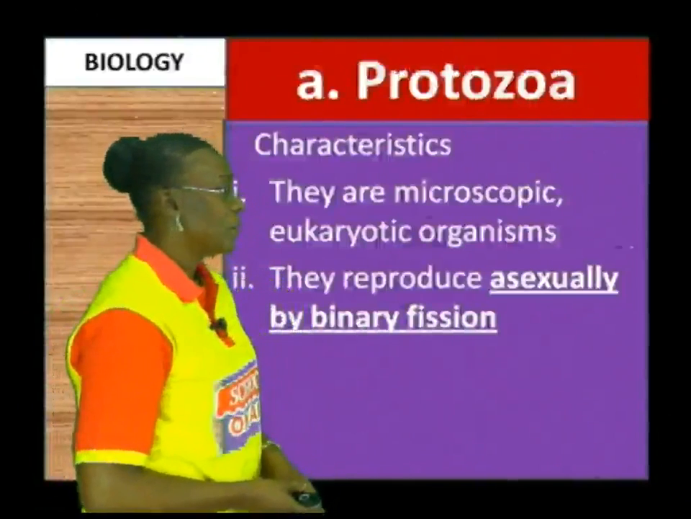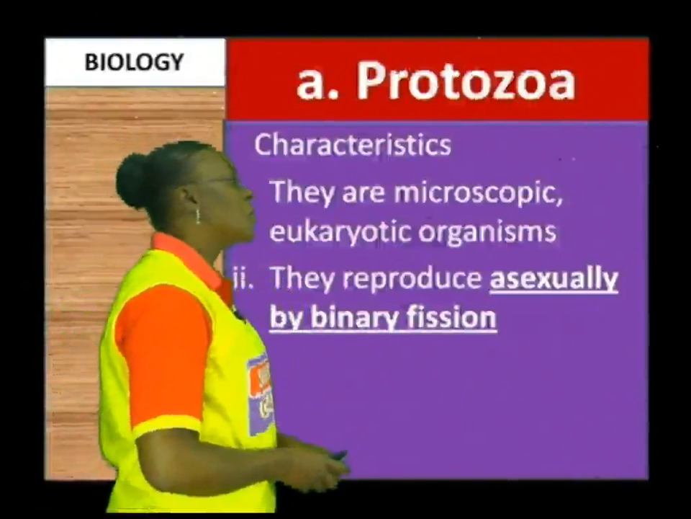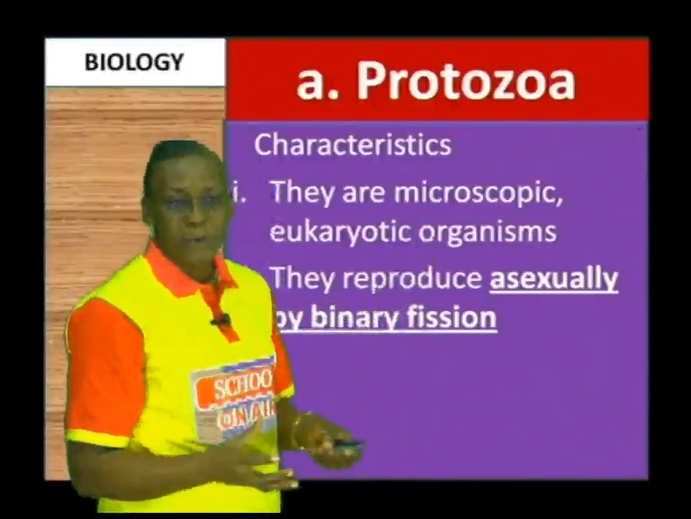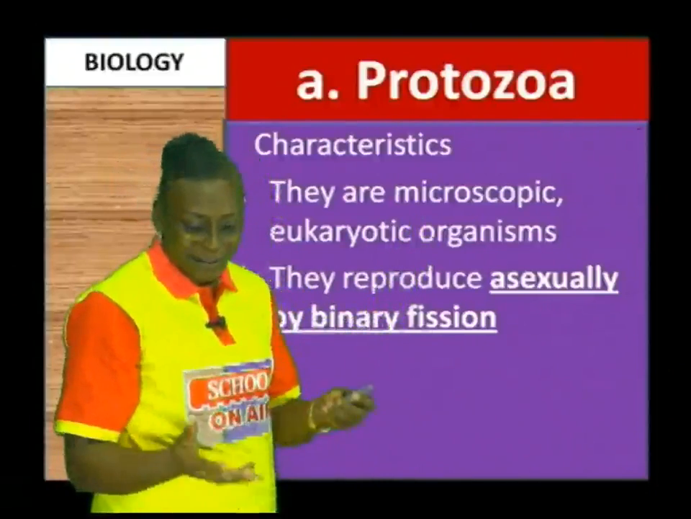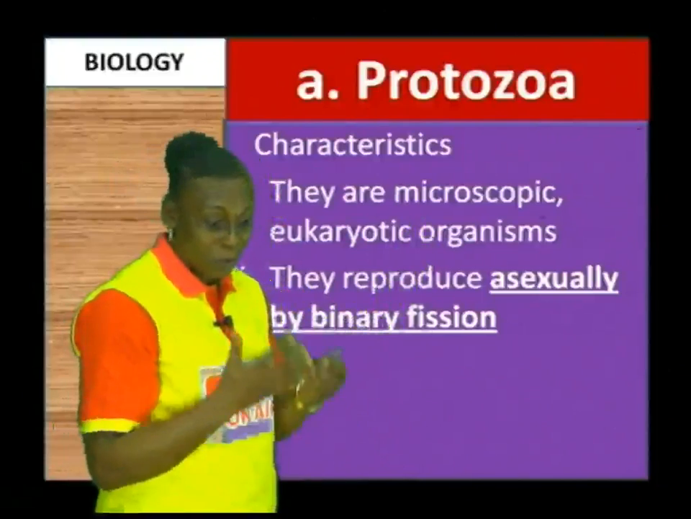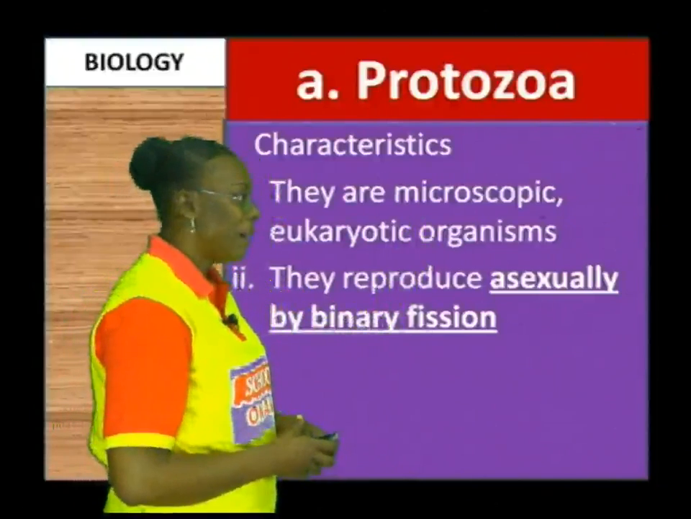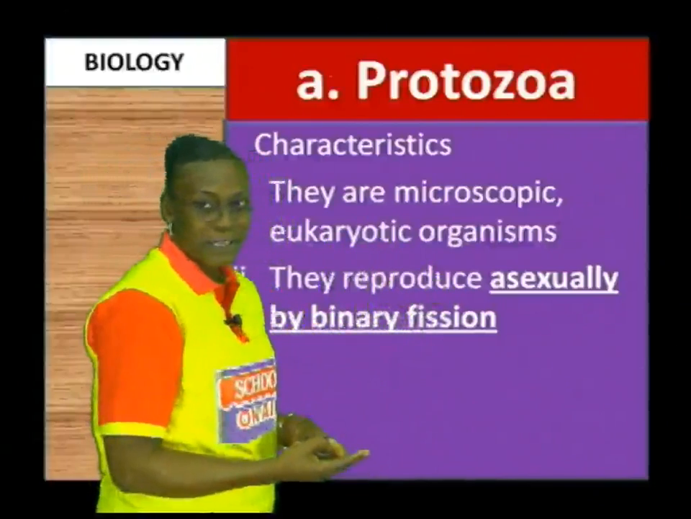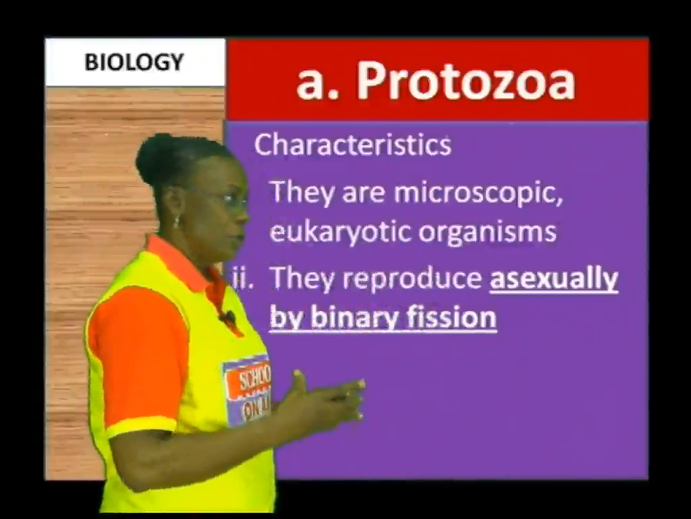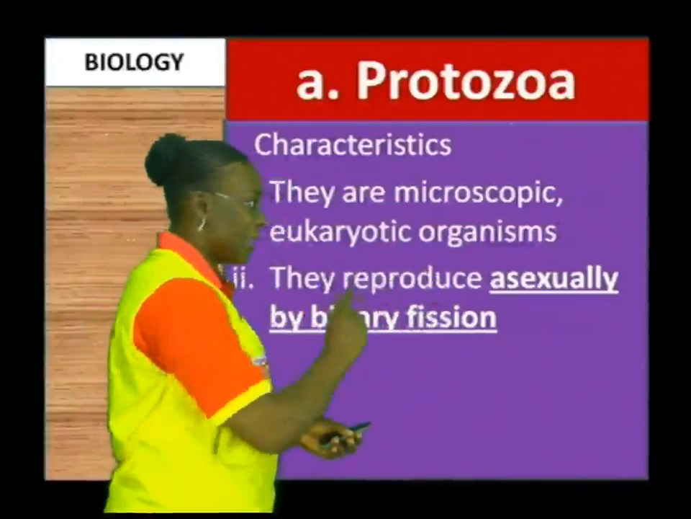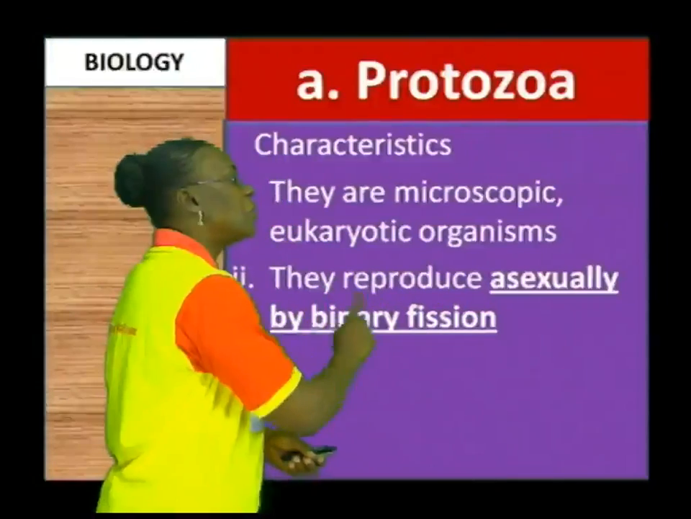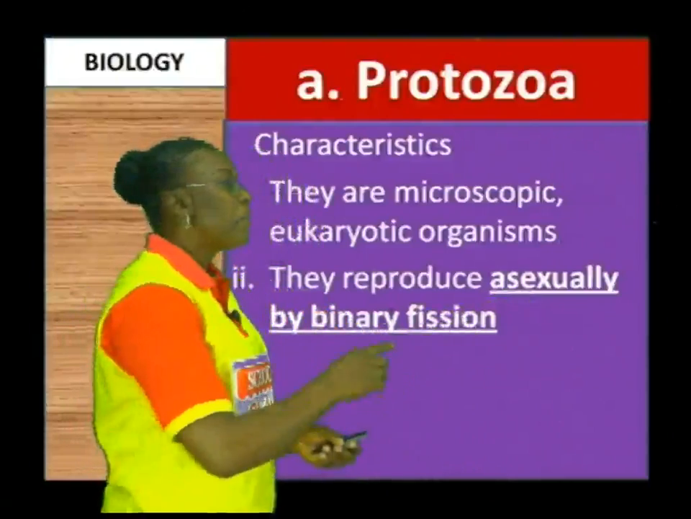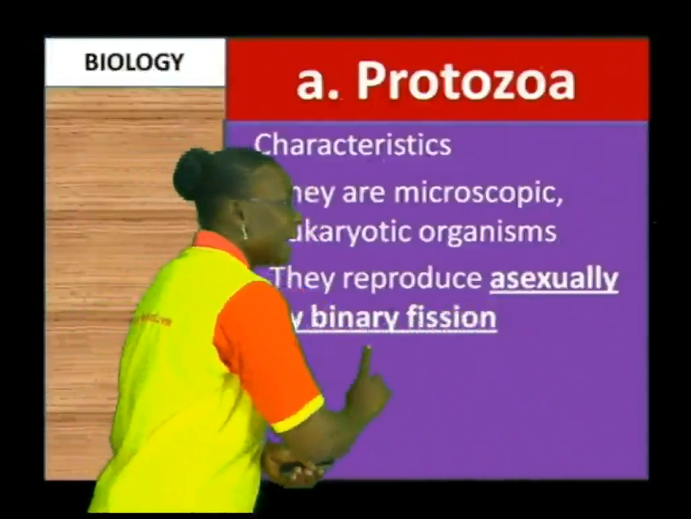Now, for protozoa, which is the first group, the protozoans are also microscopic. That is, you can only view them under a microscope. You can't see them with the naked eye. It has to be under a microscope. And then they are eukaryotic. What's the meaning of eukaryotic? They have a well-defined nucleus. So they are eukaryotic, they are microscopic. Then they reproduce asexually by binary fission.